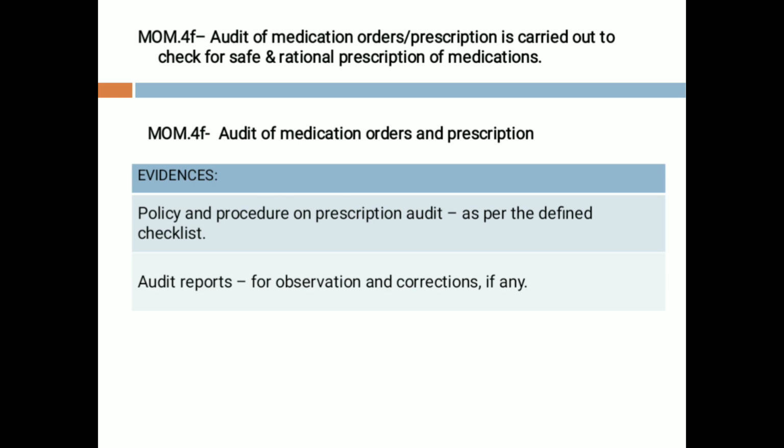Objective element MOM 4F speaks about audit of medication orders and prescription. Evidences: policy and procedure on prescription audit as per the defined checklist. Audit reports for observations and corrections if any.